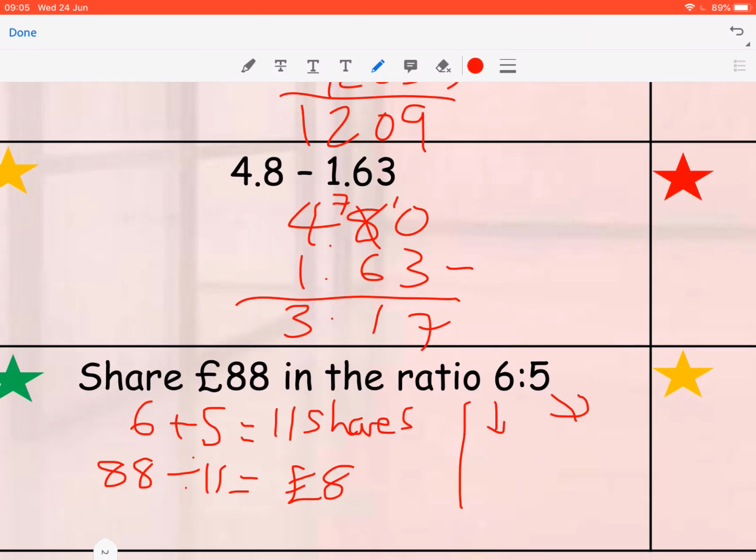Because it's £8 per share, on the left hand side there's 6 of them. 6 times 8 is 48. On the right hand side there's 5 of them. 5 times 8 is 40. 40 and 48 add to make your original amount, so you know you're correct.